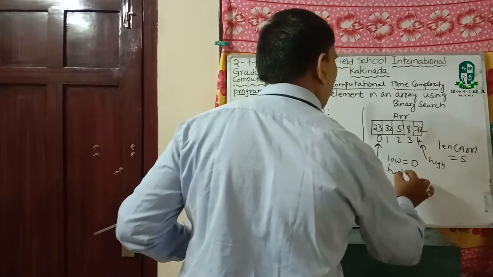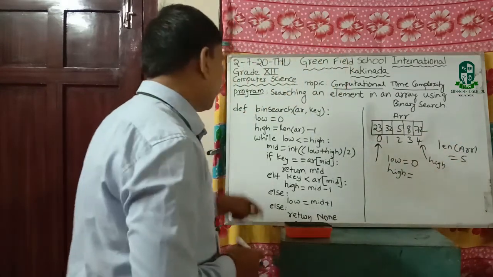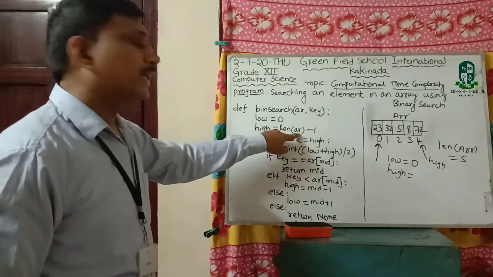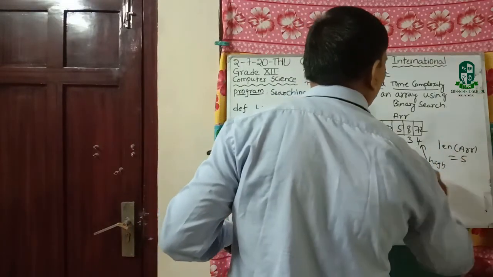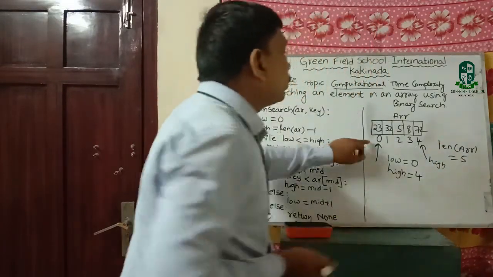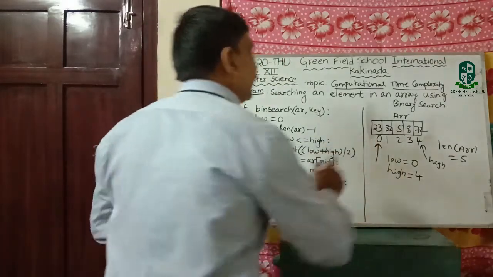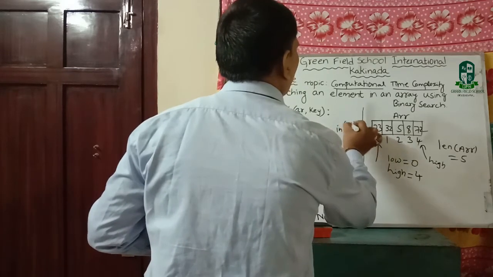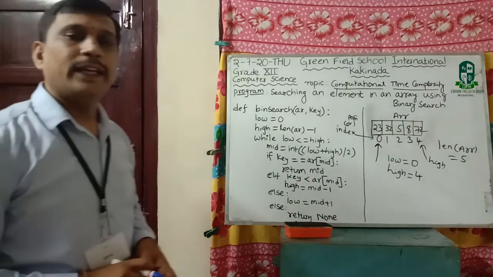High is equal to length of array minus 1. That means 5 minus 1, which is 4. So the position of the array is called the index. This is called the index, or position, or location of the array element.